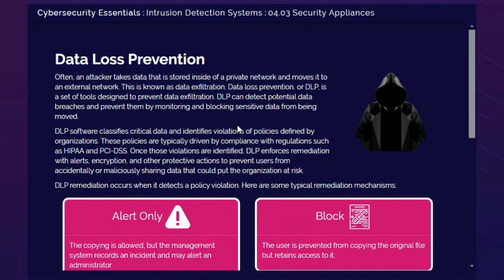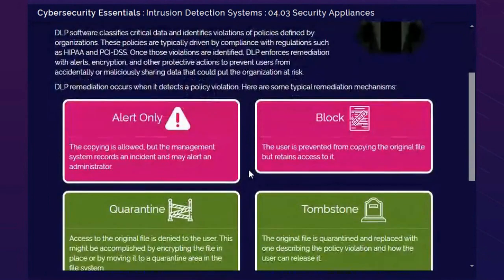So DLP software classifies critical data and identifies violations of policies defined by organizations. These policies are typically driven by compliance with regulations such as HIPAA and PCI DSS. Once those violations are identified, the DLP enforces remediation with alerts, encryption, and other protective actions to prevent users from accidentally or maliciously sharing data that could put the organization at risk.